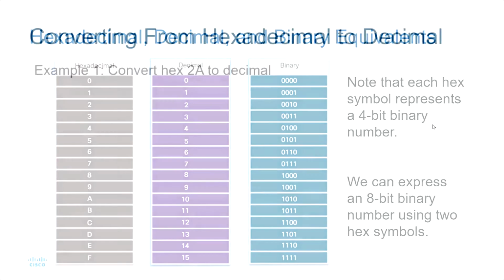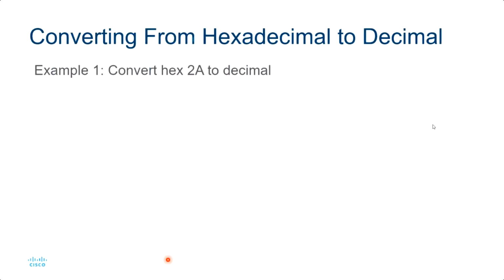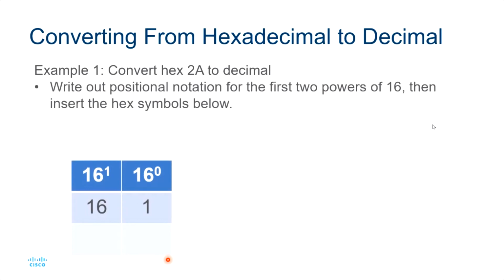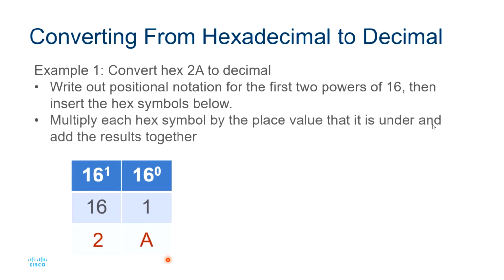In this first example, let's look at converting hex 2A to decimal. First, I'll write out the positional notation for the first 2 powers of 16, then insert the hex symbols below the corresponding place values, 2 under 16 and A under 1. Then I'll multiply each hex symbol by the place value that it's under and add the results together.